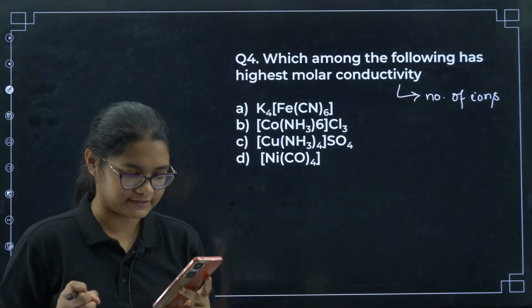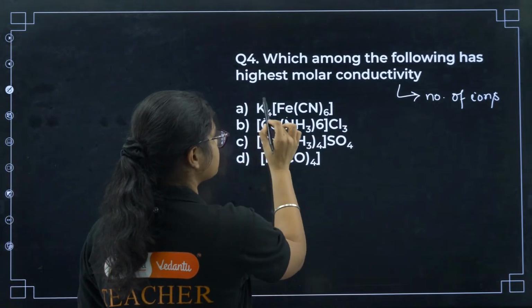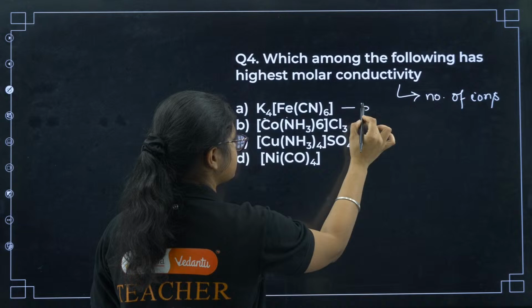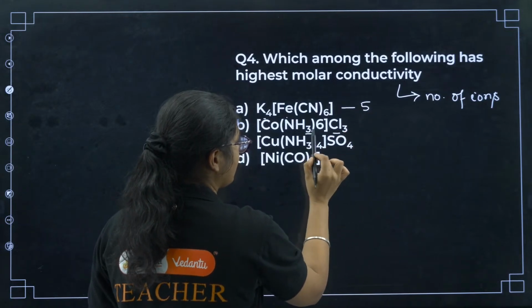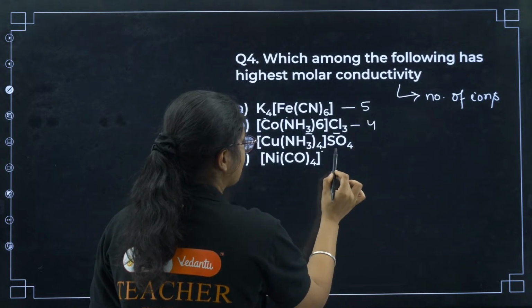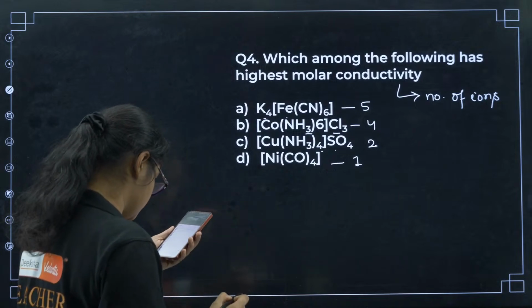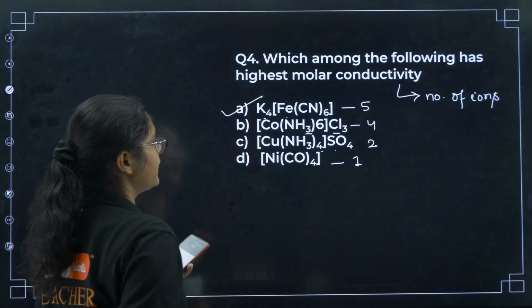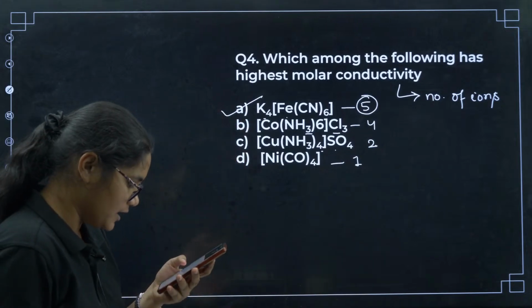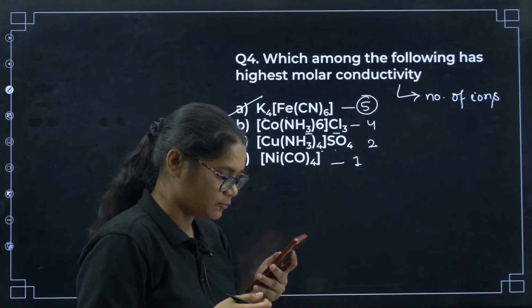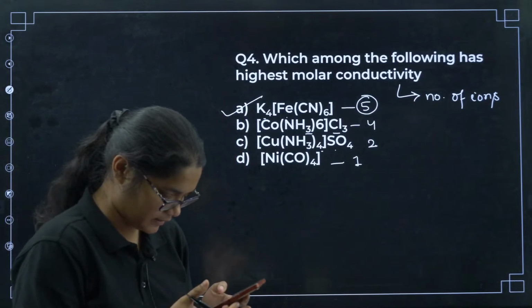Quickly answer, students. Just see the number of ions produced here. Here how many ions will be produced? 4 K plus and 1 complex, so this is 5. Here I will get 3 chlorine ions and 1 complex, so that is 4. Here I will get 2 ions and here I will get 1 ion. So definitely it has to be option number A. If the number of ions is more, then definitely the conduction of electricity or molar conductivity will be more.